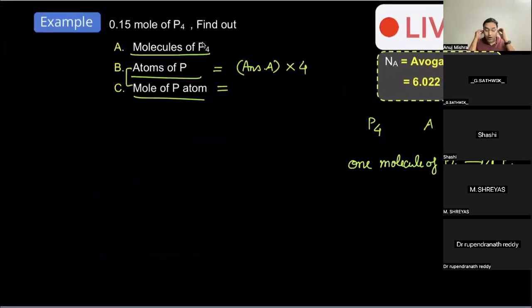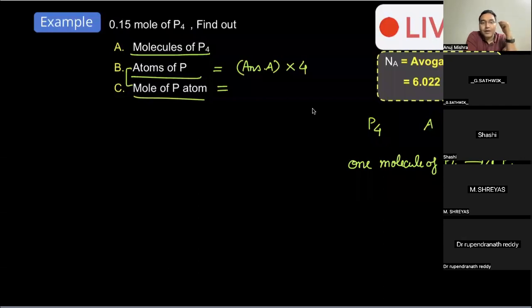Correct? So if you have atoms of P, how can I get moles of P? What is the connection between the answer of B and the answer of C? Anyone? Let's see your understanding in this part. Please type. How are you correlating B and C? Answer of B into Na or vice versa? B upon Na. See, atoms of P are given. Moles you want. It's like the number is 12, dozen you want. So divide by Na. Correct, Anjali?